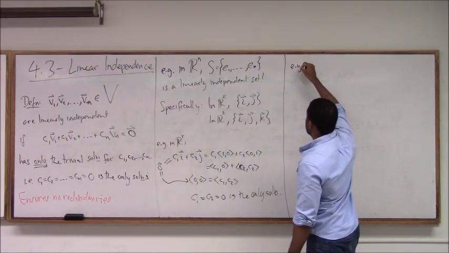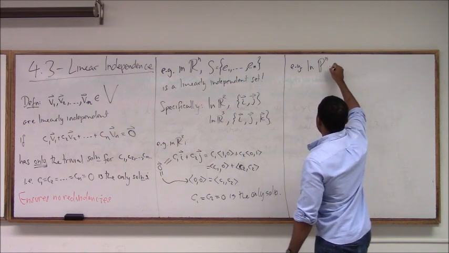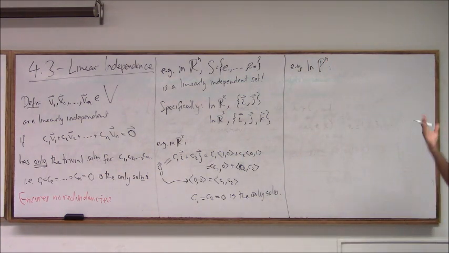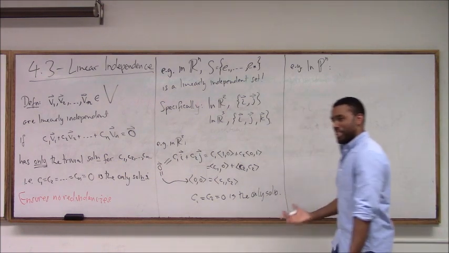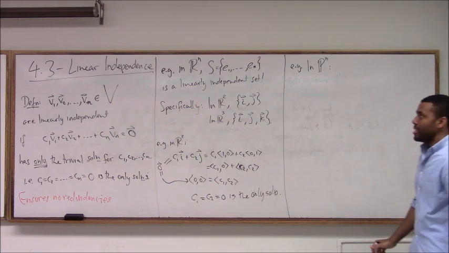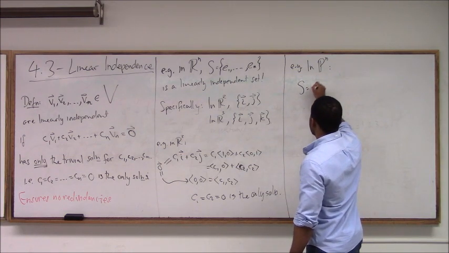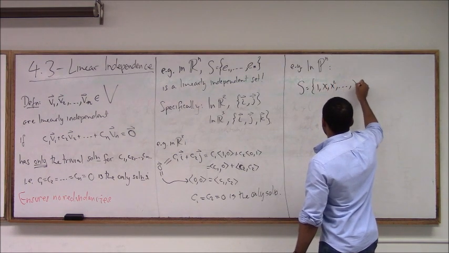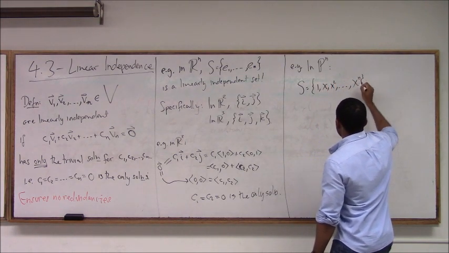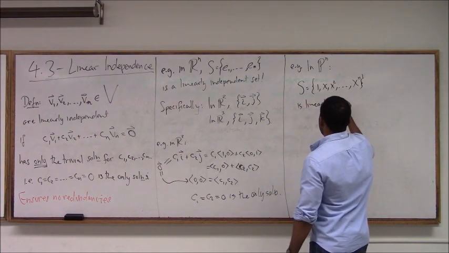Another example, in Pn, right? Remember why this is familiar. I used the same examples for spanning sets, but they also happen to be linearly independent. And it's kind of why they're the standard ones. So the set 1, x, x squared, all the way up to x to the n is linearly independent.